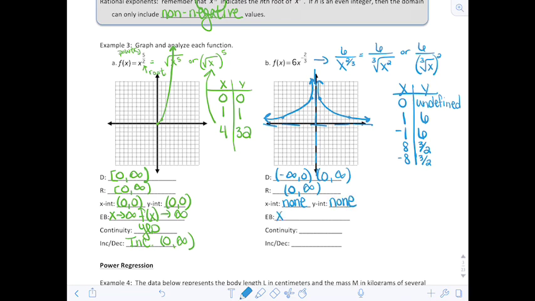End behavior. As x goes to, and I'm going to do this all in one, positive and negative infinity, f of x goes to 0. It does the same thing as you approach positive infinity or negative infinity. Continuity, no, it's infinitely discontinuous, or it has infinite discontinuity.